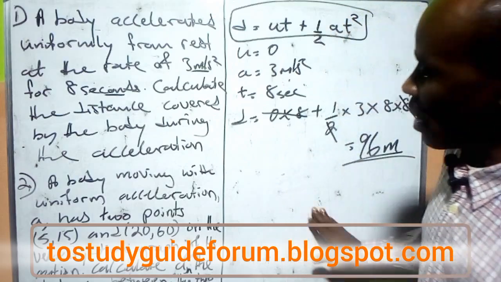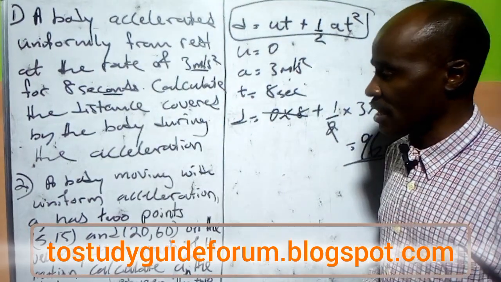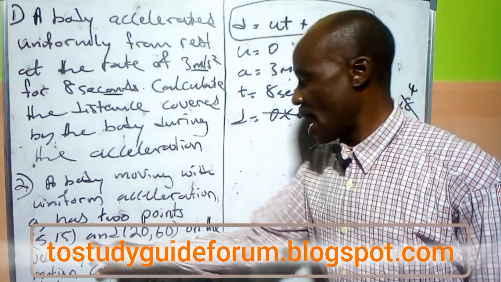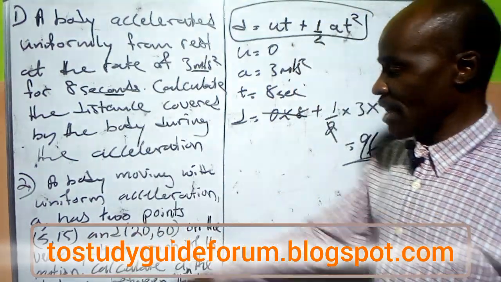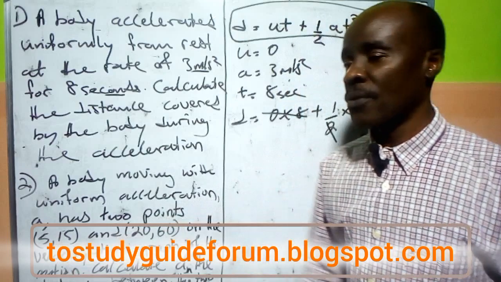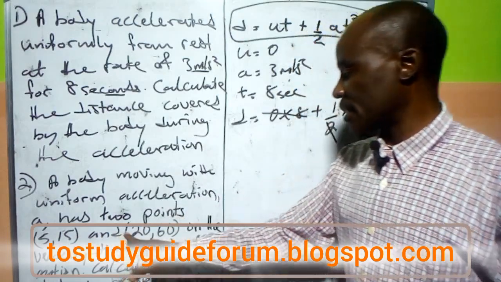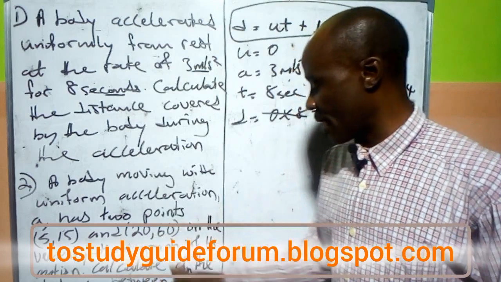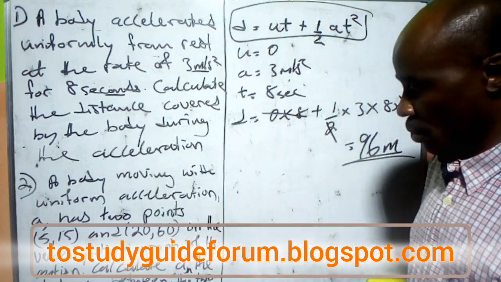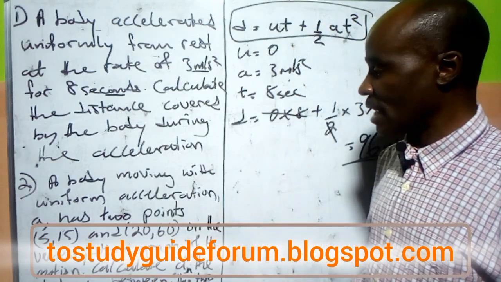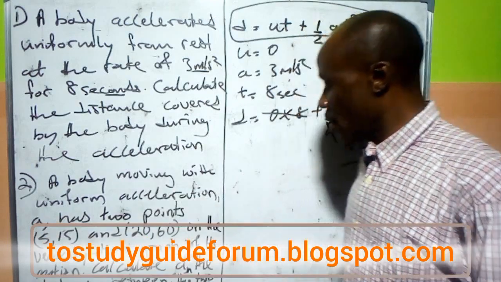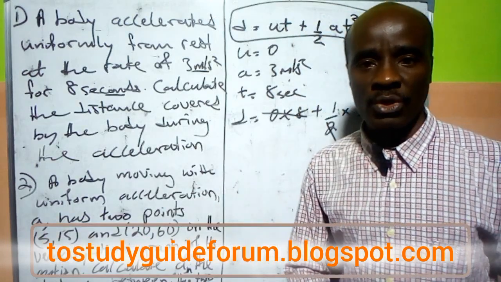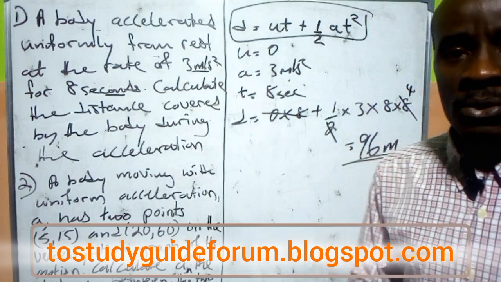So let's quickly look at the second question here that says that a body moving with a uniform acceleration a has 2 points. The first point is 5, 15, and the second point is 20, 60 on a velocity time graph of its motion. Calculate a, that is, we're going to find a, and the distance between the 2 points. We're going to be calculating also the distance between the 2 points.